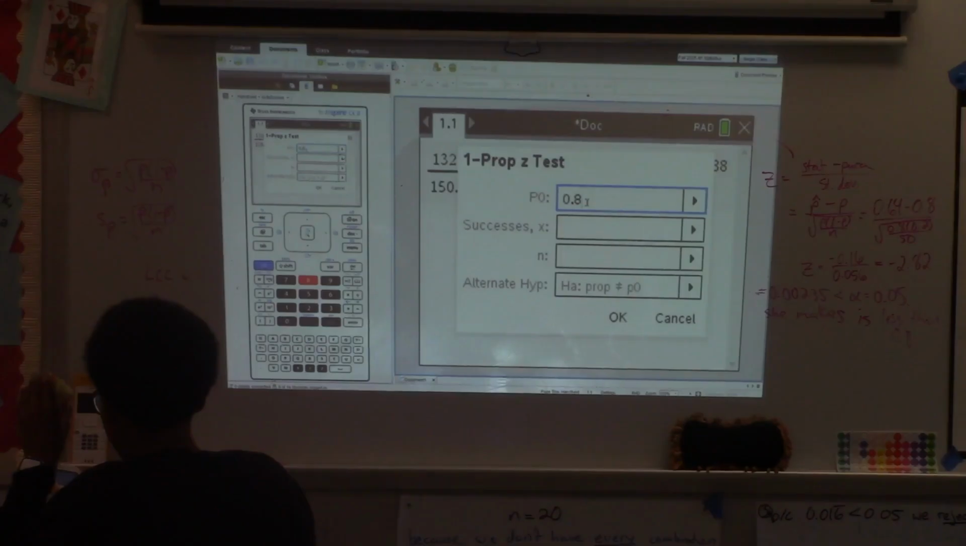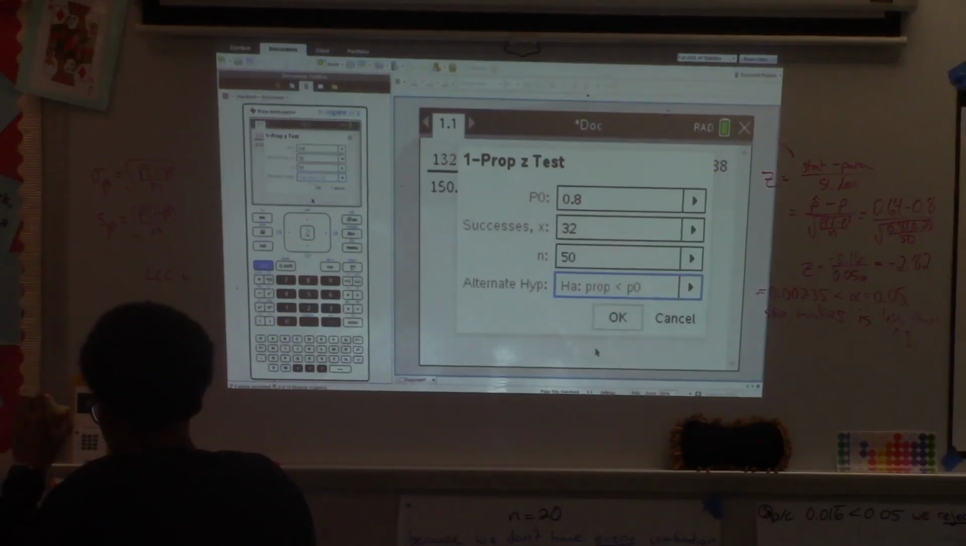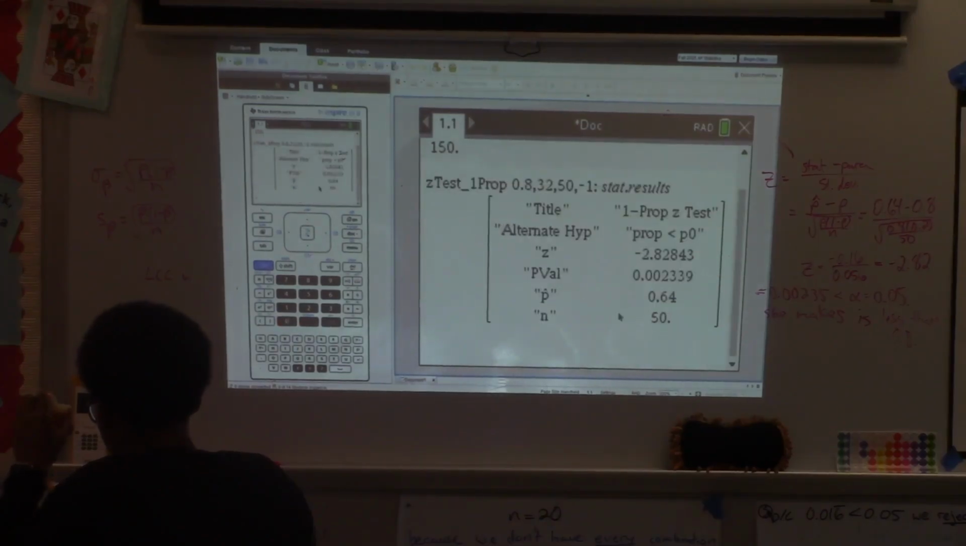0.8. What was our number of successes? 32. Notice you need the number of successes, not the proportion of successes. Sample size? 50. And then what was our alternative? It was just less than 0.8, that the true proportion was less than 0.8, the null. And hit OK. Wow, I got an error.